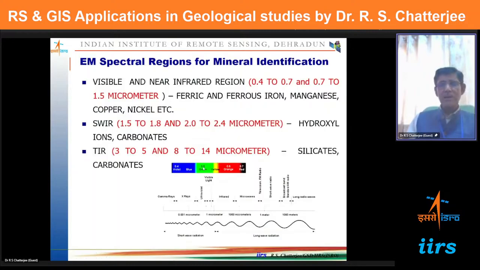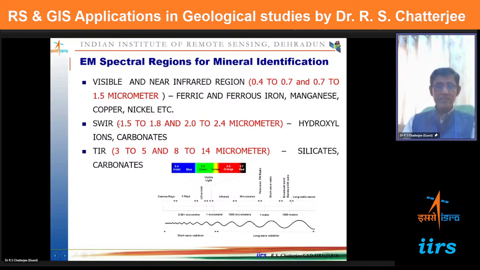Now you see, in the case of mineral identification or exploration, different spectral bands are important for identification of different mineral deposits. For example, 0.4 to 0.7 is the visible region, and 0.7 to 1.5 micrometer is the near infrared region, isn't it? In this region, the ferric and ferrous iron oxides, manganese, copper, and nickel deposits have characteristic absorption peaks.